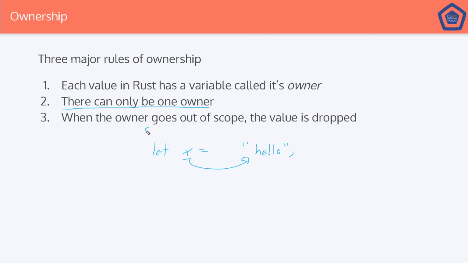And then when the owner goes out of scope, so if we have some extra curly brackets here, once we get here, this data is actually dropped. We get rid of it. We no longer have access to it.